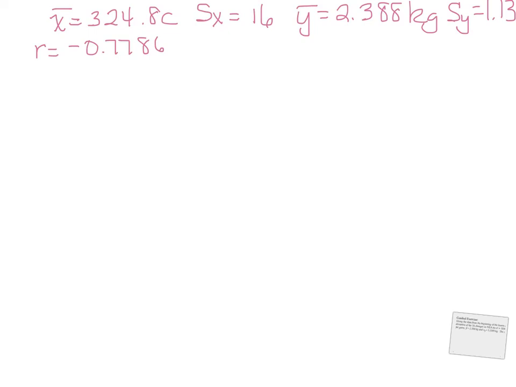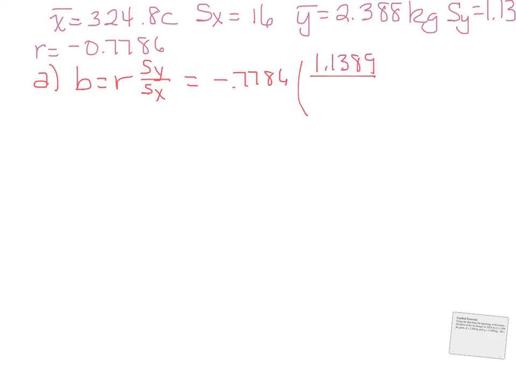All right, we can do this. So here we go, part A. Well, first of all, we want to find the slope. So remember, slope is found by taking the correlation coefficient times standard deviation of y over standard deviation of x. Well, since I've already given you all these numbers, it's not hard to figure out. I get negative 0.7786 times 1.1389 divided by 25.